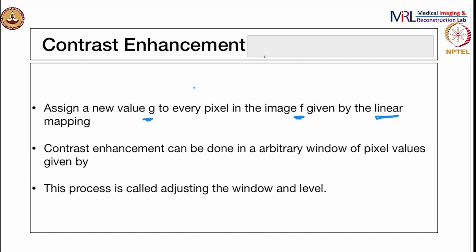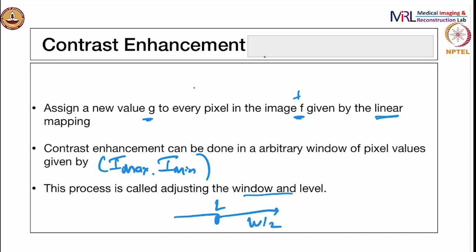Typically what you do is you want to map all the pixel values in F to a range between Imin and Imax. This Imin and Imax is chosen by the user, typically a clinician or radiologist who in his experience knows the best Imax and Imin. This process is also called adjusting the window and level, because you can choose a level L, and from there you can go W over 2 to the right, W over 2 to the left. Which means you will be mapping between L minus W over 2 to L plus W over 2.